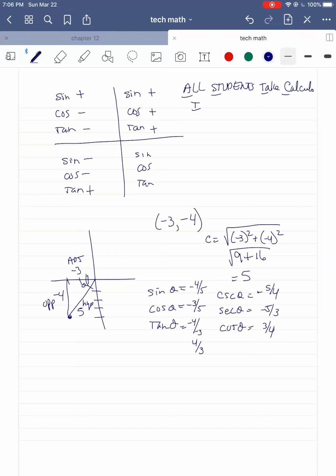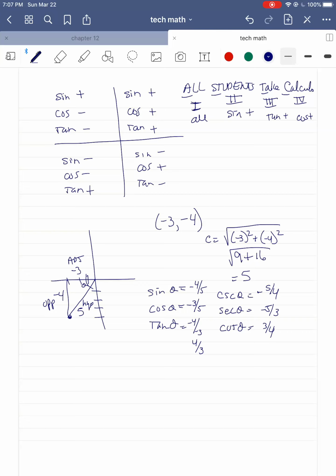The A stands for first quadrant. All of them are positive. This is the second quadrant. Sine is positive. This is the third quadrant. Tangent is positive. And this is the fourth quadrant. Cosine is positive. So without having to figure out the last one, I know cosine will be positive in that quadrant. So we're going to be using that quite a bit. Not necessarily in this section, but we will be using it in another section.